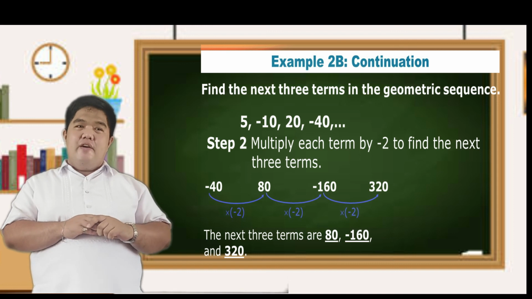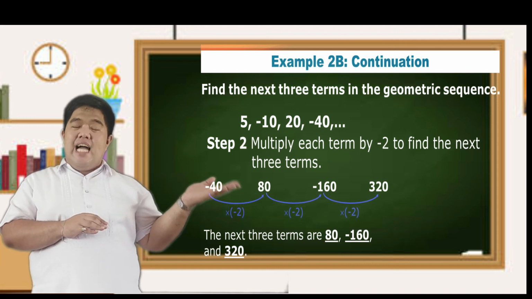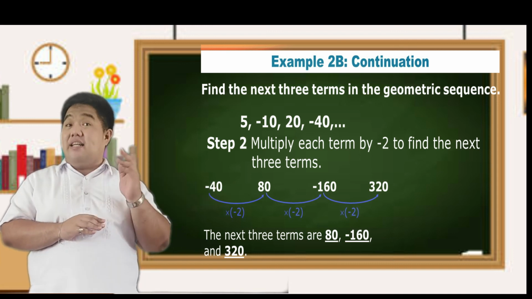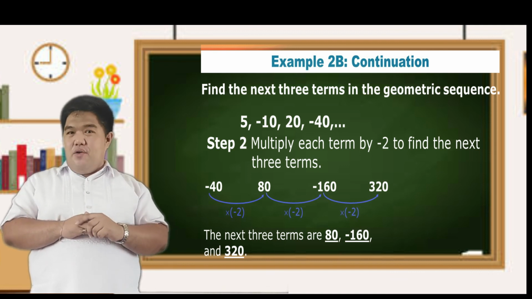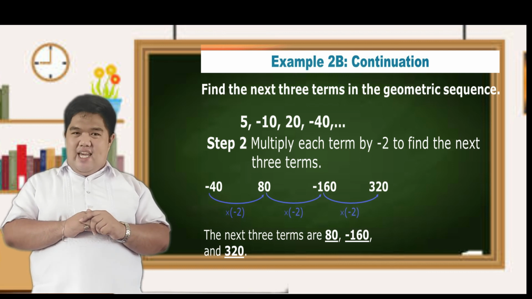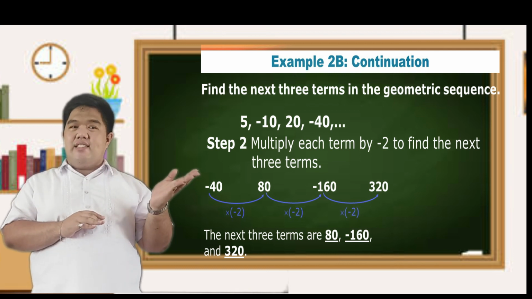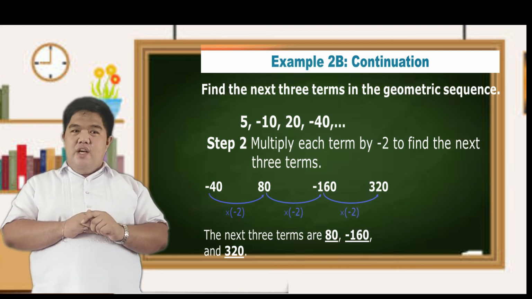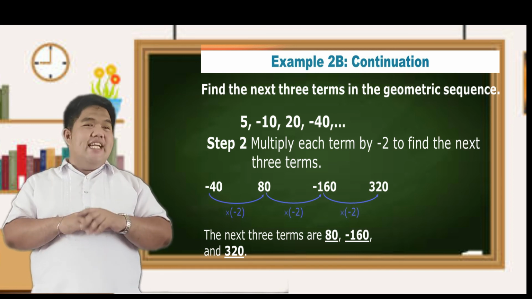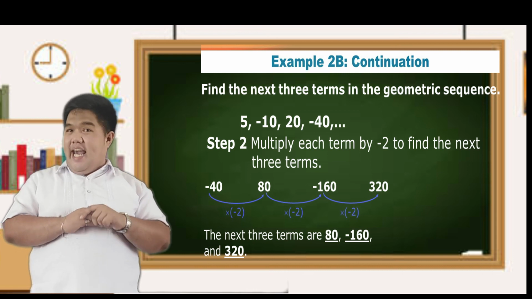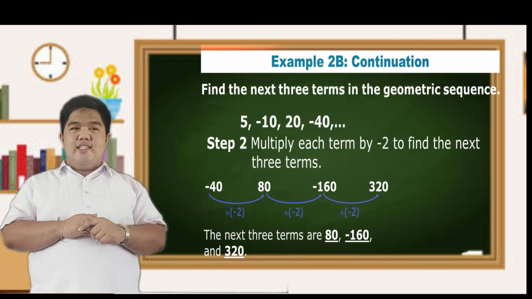So if I have here negative 40 times negative 2, it's positive 80. 80 times negative 2, it's negative 160. And negative 160 times negative 2, it's positive 320. Therefore, the next three terms are 80, negative 160, and 320.